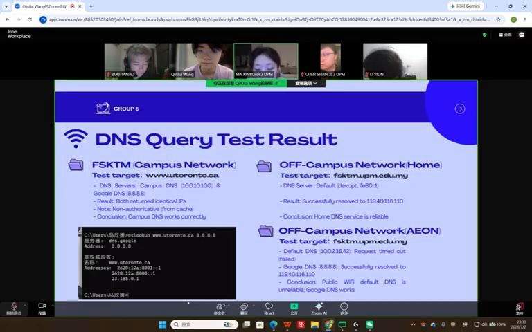We looked up the school website FSKTM. I'm using the default DNS, so the lookup succeeds quickly and got a correct IP. So the DNS at home is stable and reliable.